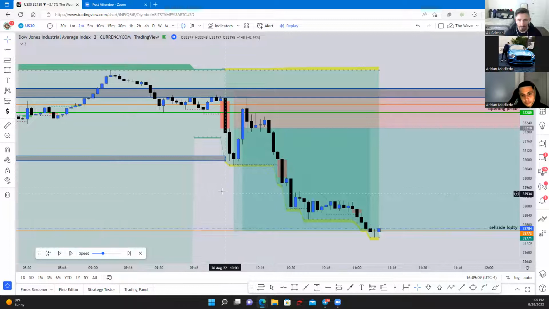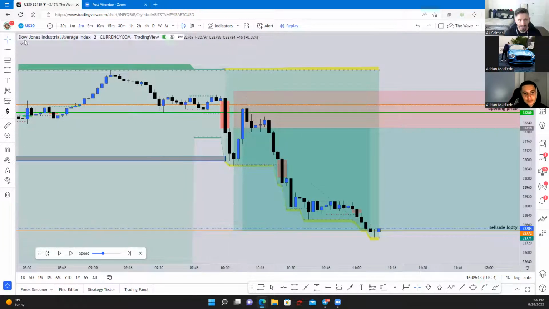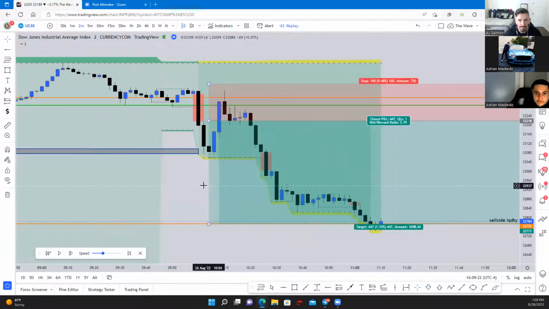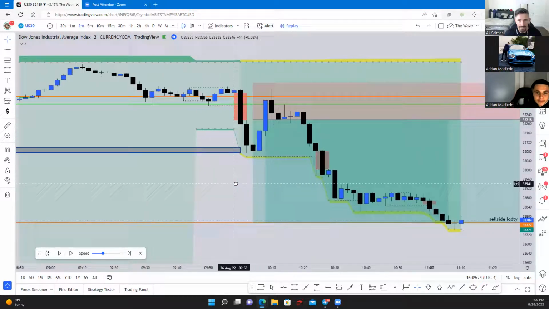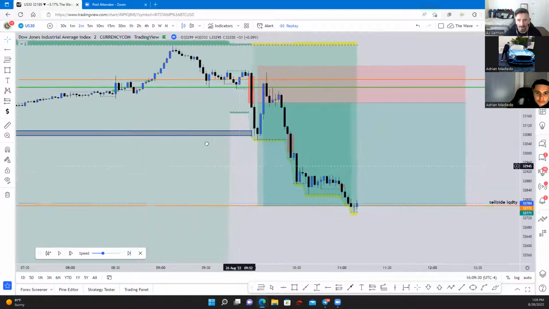So that's basically exactly what this is. And what's cool is this indicator kind of helps show those gaps. So it just makes it a little bit easier. But that's literally how I entered off of that US30 on Friday morning.